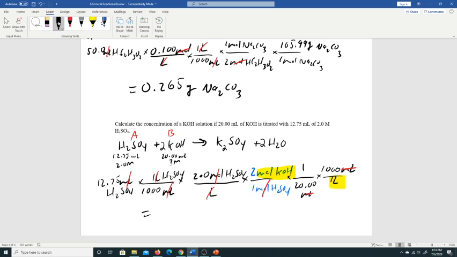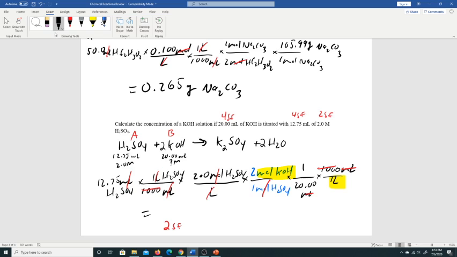12.75 divided by, before I do that, notice the thousands also cancel. So 12.75 times 2 times 2 divided by 20. Check sig figs. We've got 4 sig figs in the 20.00 milliliters. I have 4 sig figs in the 12.75 milliliters and 2 sig figs in the 2.0 molar. Therefore, my answer gets 2 sig figs.